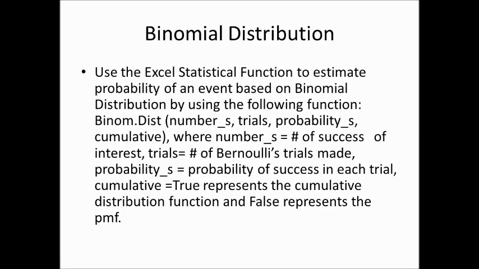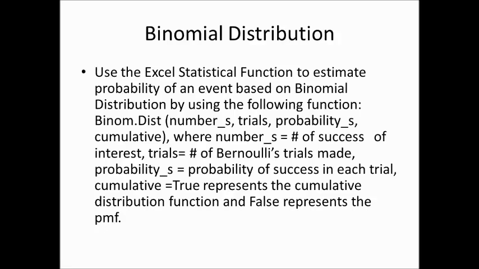So binomial distribution in Excel requires 4 inputs. Number_s represents the number of successes we are interested in. Trials represents how many Bernoulli trials we are carrying out. Probability_s represents the probability of success in each trial. Now cumulative has an interesting meaning in Excel. If you make it true, then it represents cumulative probability. If you set that as false, then it gives you the probability for a respective value.